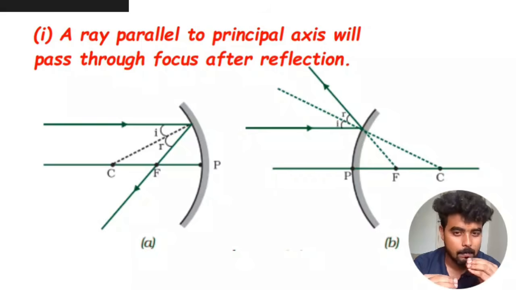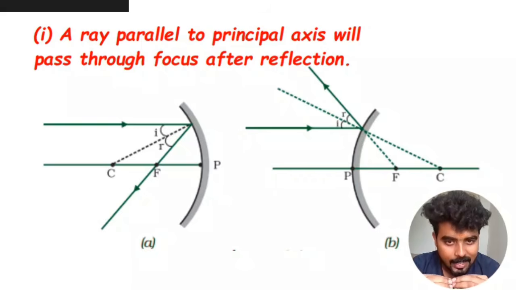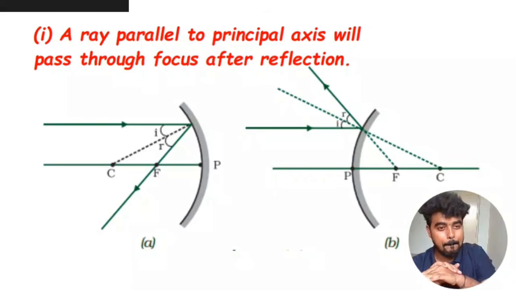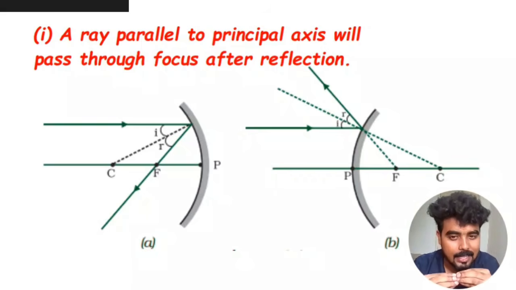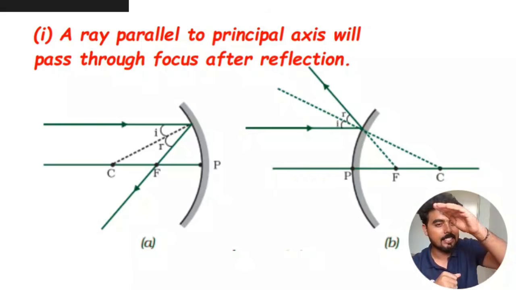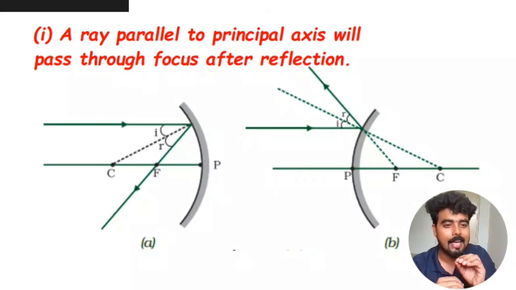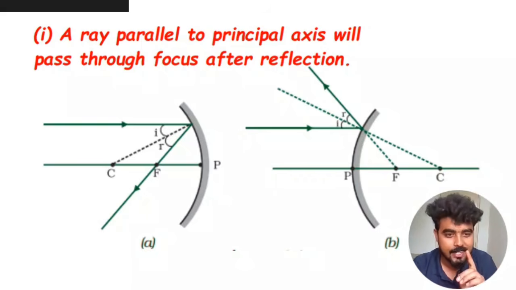Let's look at rule number 1. Any ray of light that travels parallel to the principal axis will, after reflection, pass through the principal focus. Let us consider this is a concave mirror. This line represents the principal axis. When a ray of light is parallel to the principal axis, it bounces back to the focus. This is the first rule. The same is happening in the convex mirror.